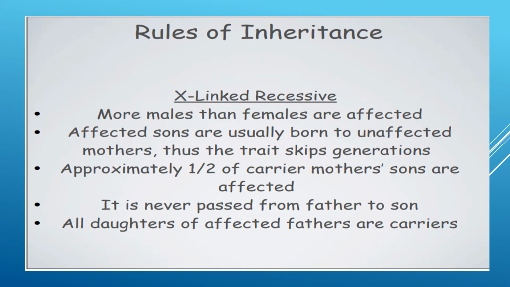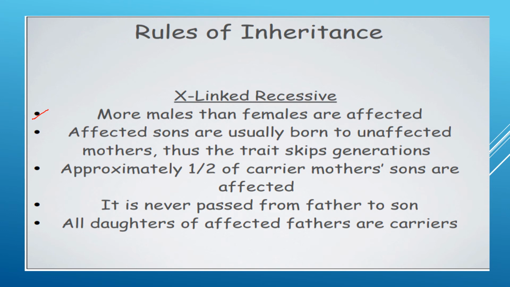And next are the rules for X-linked recessive disease. This disease is more common in males than in females. For a female to be affected with an X-linked recessive disease, the father should be affected, and the mother should either be a carrier or affected by the disease. Then only the daughter will be affected.